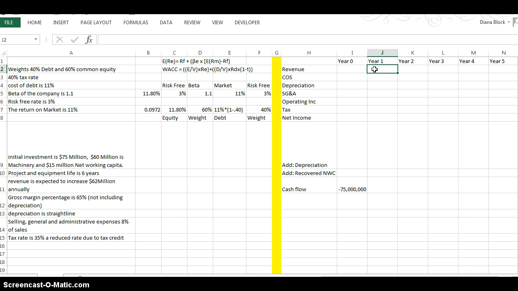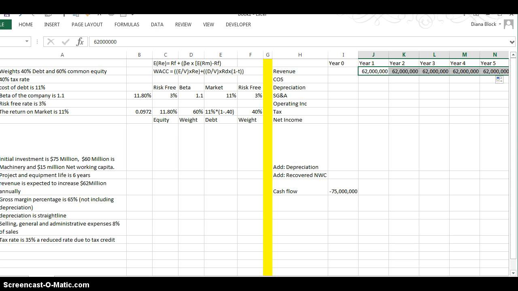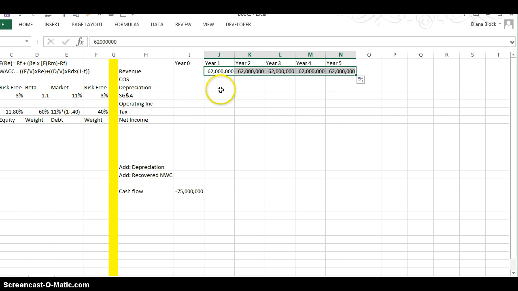Now we need to calculate what our cash flows are going to be for the remaining years. So we are told that revenue is expected to increase by 62 million annually. So we're going to start there with our revenue and try to determine what our cash flows are going to be for each of these years. So we've got our revenue listed here. Let me get a little more room on this spreadsheet. Oh, here we go.